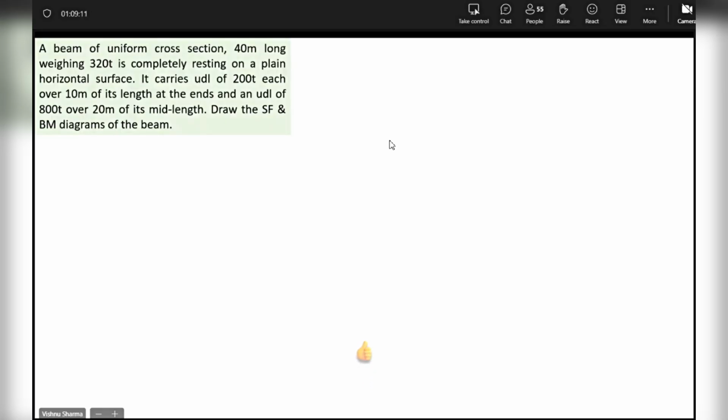A beam of uniform cross section, 40 meters long, weighing 320 tons, is completely resting on a plain horizontal surface. We have done a beam resting on a horizontal surface in the morning, guys. So here is this beam. It's 40 meters long, of uniform cross section. Its weight is 320 tons, so at the rate of 8 tons per meter.